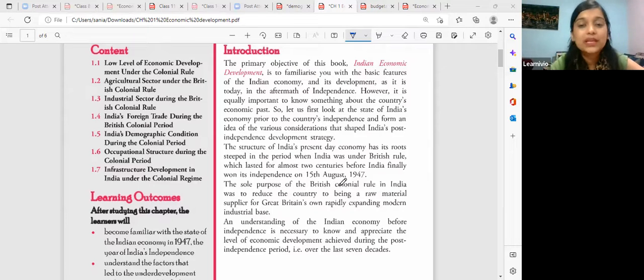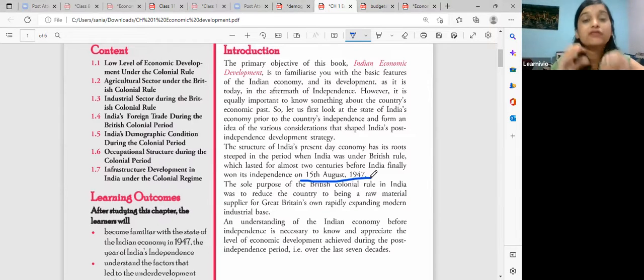Okay, so basically the Britishers came and India got independence on 15 August 1947. This is a date you have to remember for a lifetime. Now, basically when they came, it was their own purpose that they wanted to make India an exporter of raw material and everything. So this is what we are going to study, how everything took place. So this was all about the introduction. In the entire book, you are going to study all that. Clear?